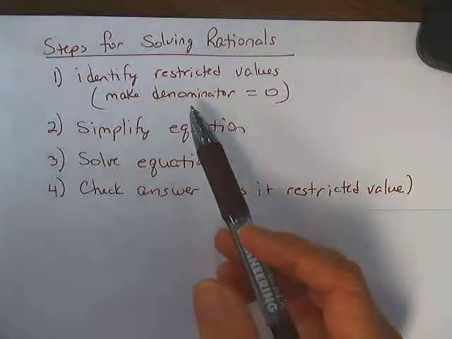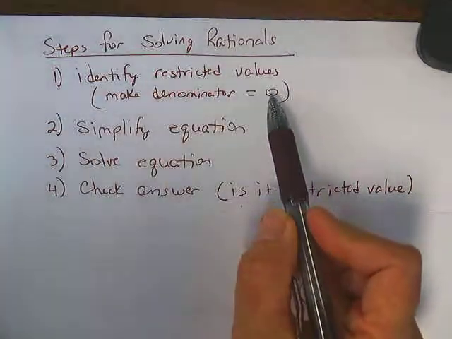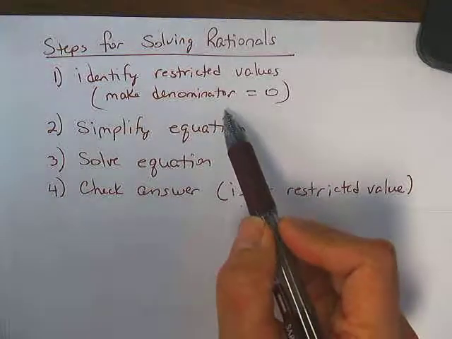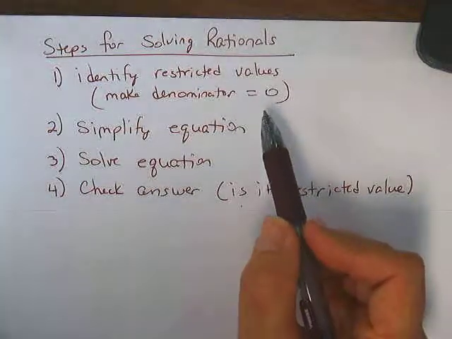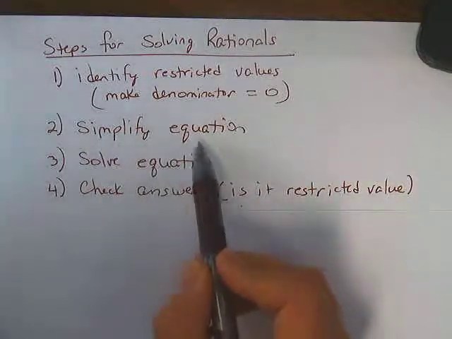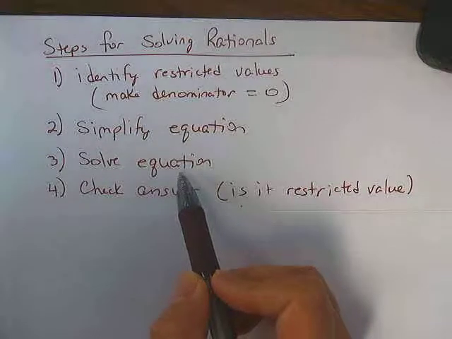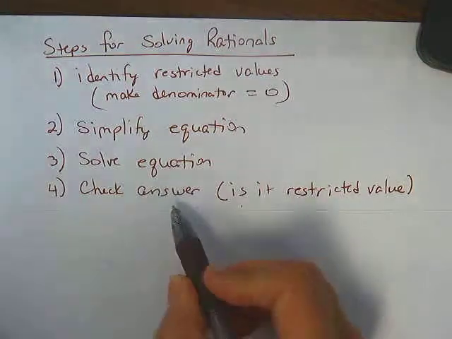The steps for this you need to write in your journal. First step is identify restricted values. Those are the values that would make your denominator equal to 0 because we cannot divide by 0. Second step, we simplify the equation. Third step, we solve. And fourth step, we need to check our answer.